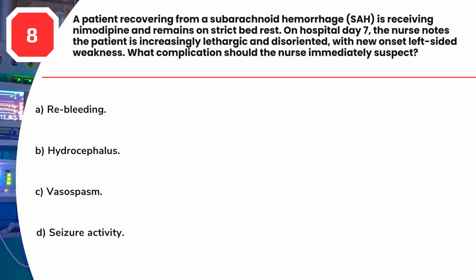Question 8. A patient recovering from a subarachnoid hemorrhage, SAH, is receiving nimodipine and remains on strict bed rest. On hospital day 7, the nurse notes the patient is increasingly lethargic and disoriented, with new onset left-sided weakness. What complication should the nurse immediately suspect? A. Rebleeding. B. Hydrocephalus. C. Vasospasm. D. Seizure activity.